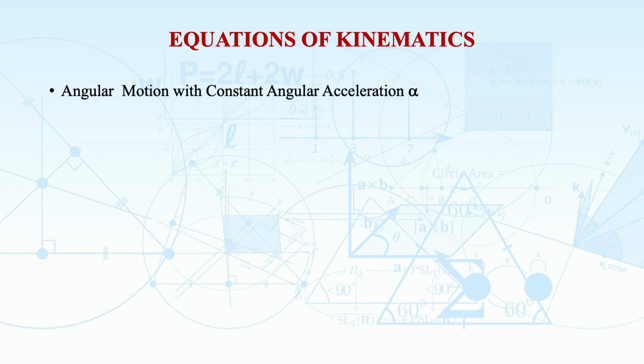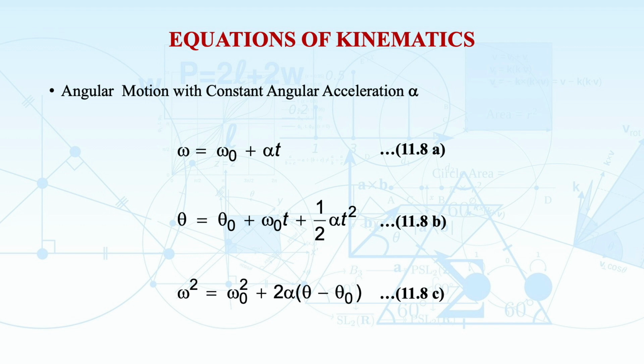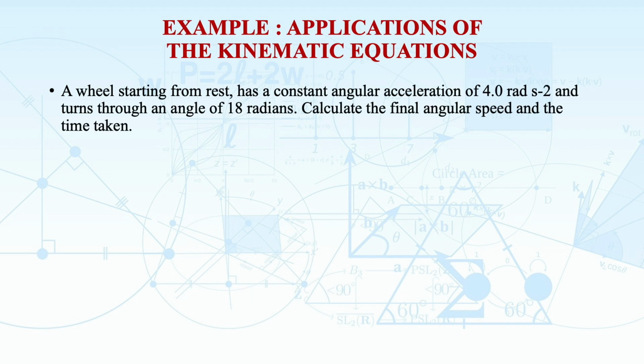As I said, we will start this lecture with an example of the application of the equations of kinematics for angular motion with constant angular acceleration. You can look up these equations. They are equations 11.8 A, B and C in your unit. So, let us first understand the question. A wheel starting from rest has a constant angular acceleration of 4 radians per second squared. And it turns through an angle of 18 radians. Calculate the final angular speed and the time taken.